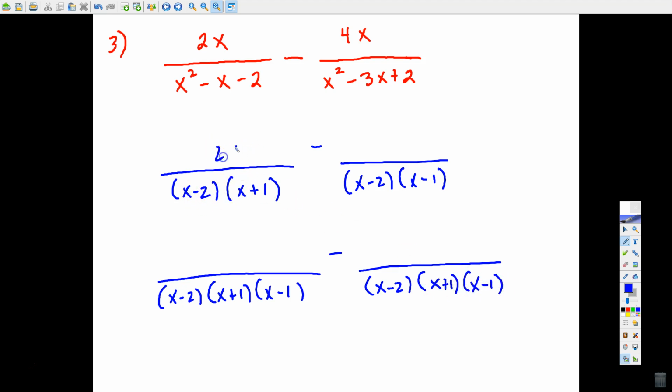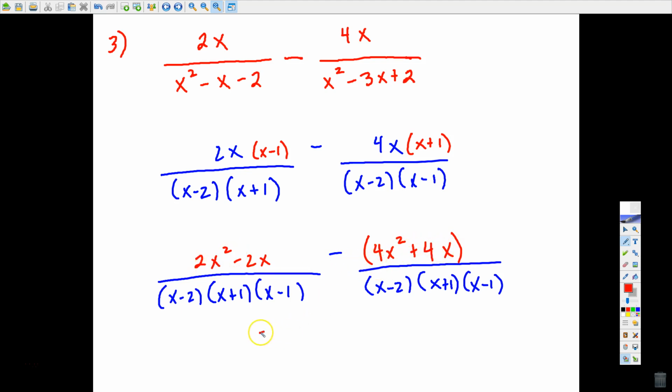Okay, I'll just bring down the 2x and the 4x. All right, so I'm going to divide the original factored form, original denominator, into the LCD. And x minus 1 is not canceled. So it's like I'm going to multiply 2x times x minus 1, and that's 2x squared minus 2x. Over here, x plus 1 doesn't cancel, so I'm going to multiply 4x times x plus 1, and I get 4x squared plus 4x. And don't forget, when you're subtracting, you're really subtracting both of these.